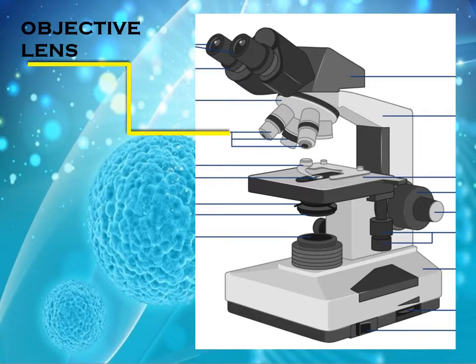Next is the objective lens, one of the most important parts of a compound microscope, as they are the lenses closest to the specimen. A standard microscope has 3, 4, or 5 objective lenses that range in power from 4 times to 100 times. When focusing the microscope, be careful that the objective lens doesn't touch the slide, as it could break the slide and destroy the specimen.